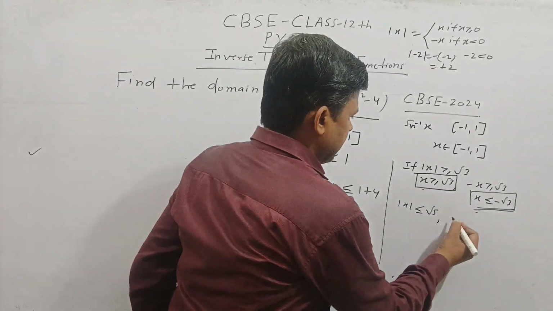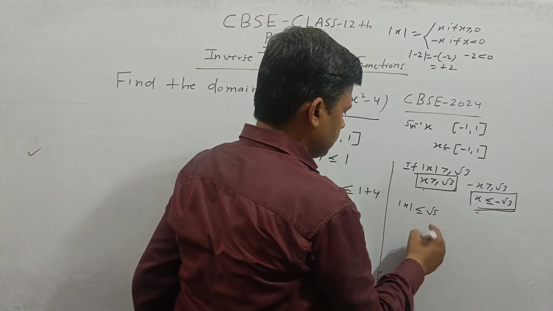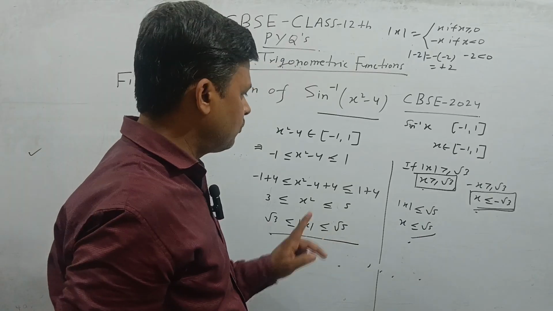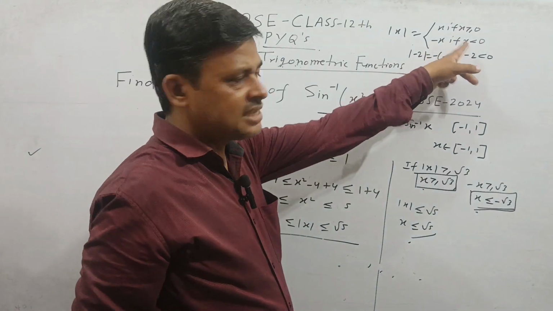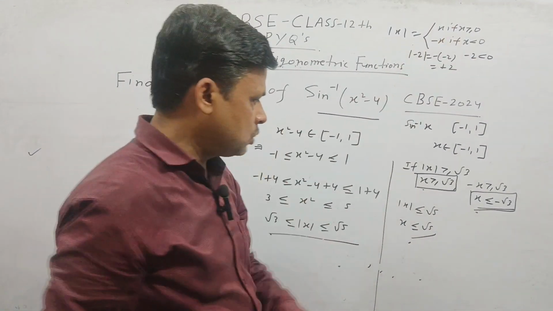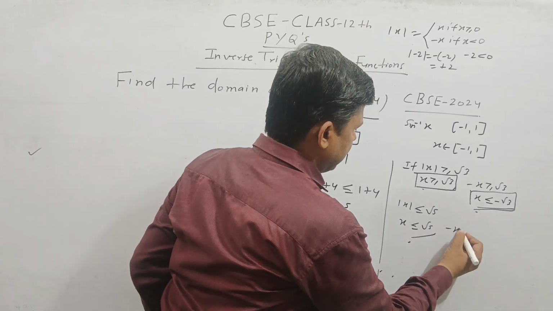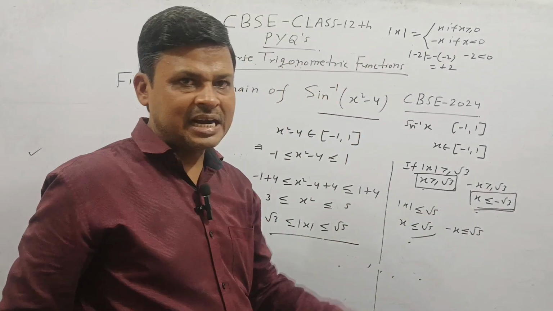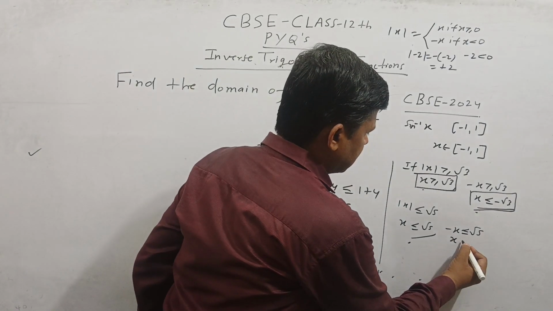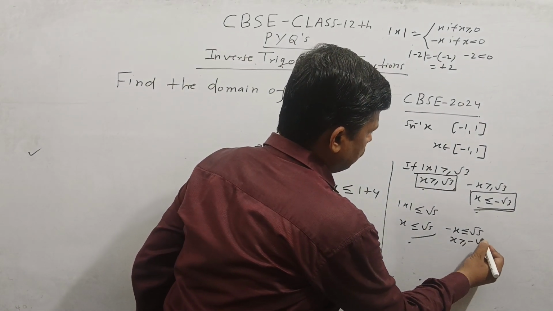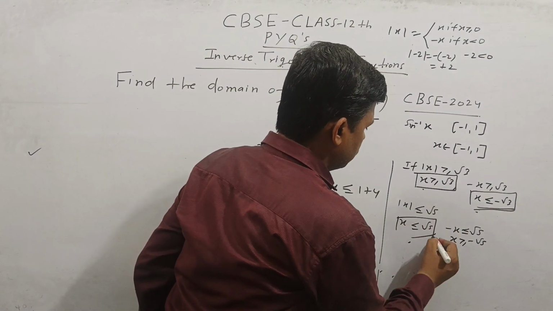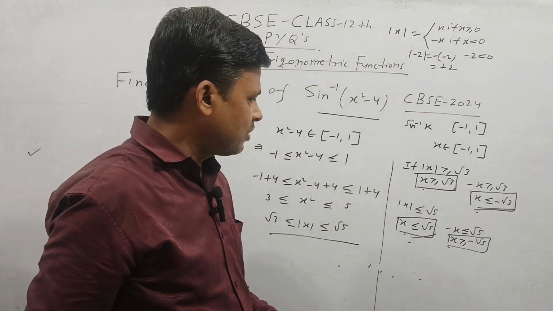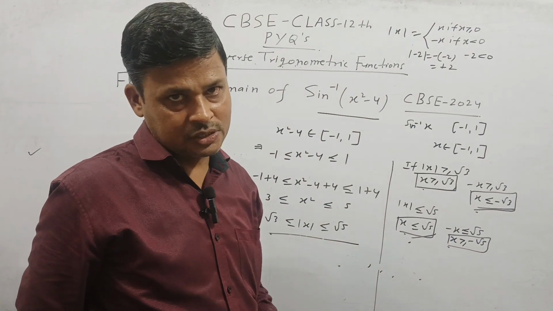So if x is greater or equal to 0, then x is less or equal to root 5. And when x is less than 0, using this definition, we get minus x less or equal to root 5. When you multiply both sides by minus 1, it converts to x greater or equal to minus root 5. So you get two results from here: x is less or equal to root 5 and x is greater or equal to minus root 5.